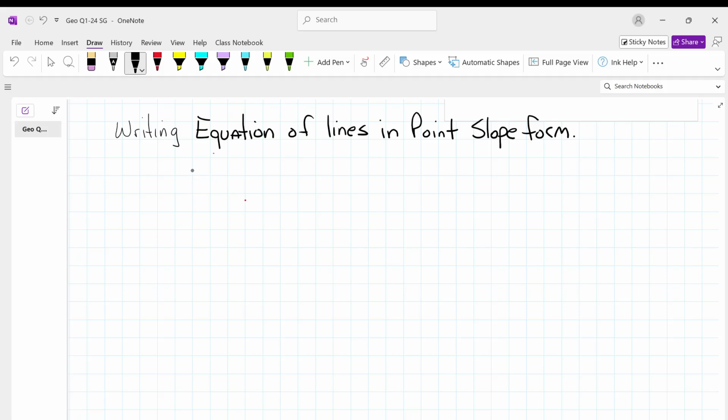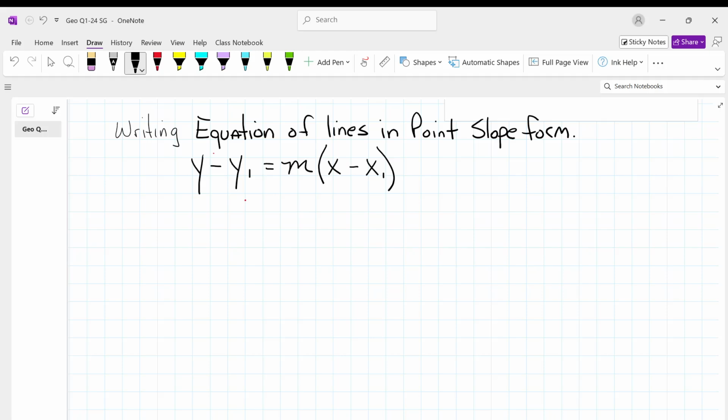It's the letter y minus the y value given at a point equal to the slope, left parenthesis, the letter x minus the x value of the point given that you're working with. So when you're writing an equation in point-slope form, you need the slope, which is the m, and you need a point, which is your x sub 1 and your y sub 1.